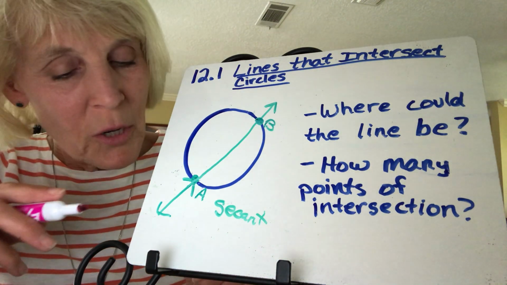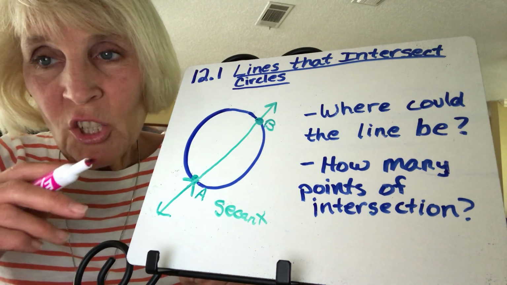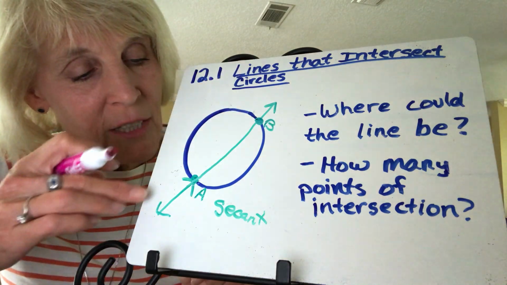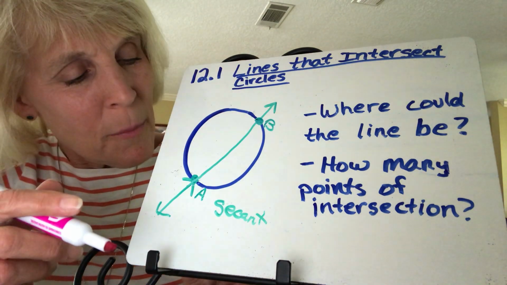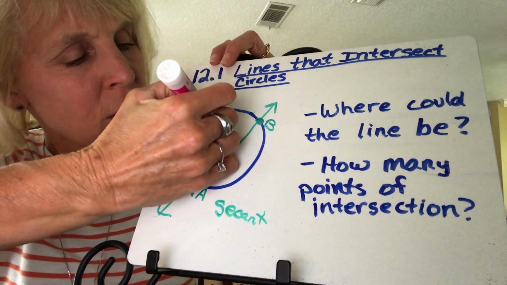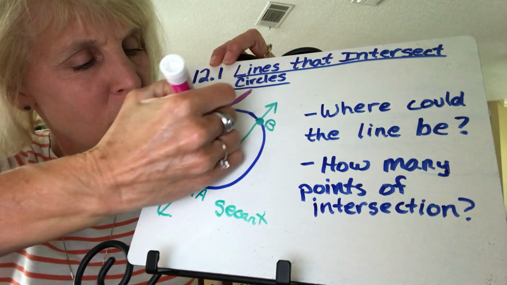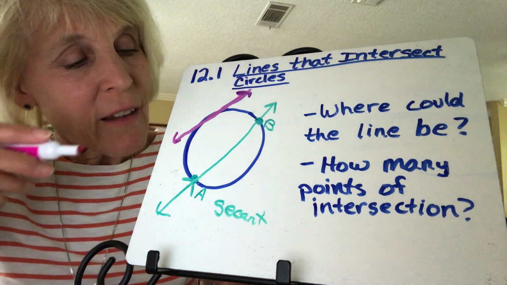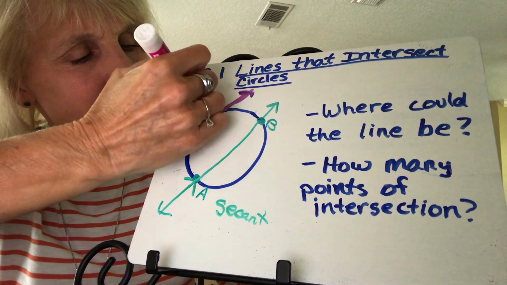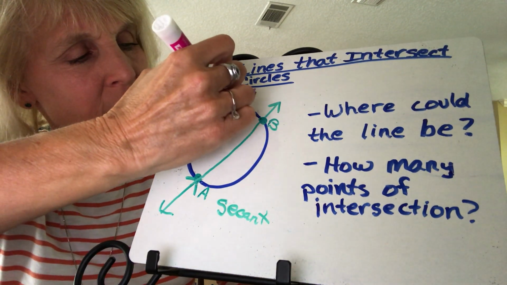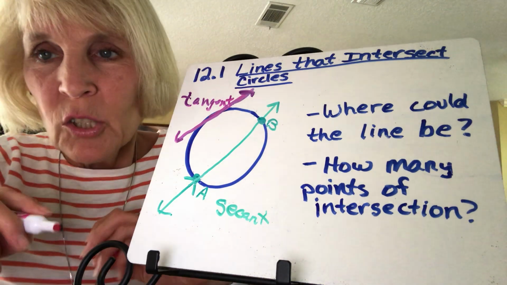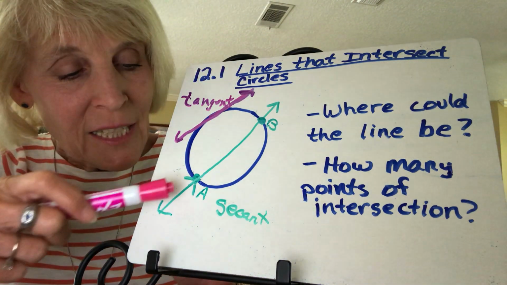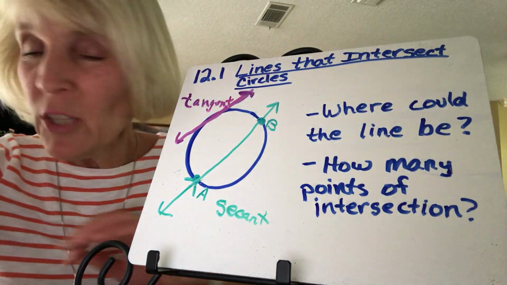So let's go back to that first question. Could I have a line that just touches at 1 point? We know no points, that didn't work. 2 points, that works, and there's a whole bunch of them. But what about just 1 point? Well, I could if it just brushes right next to the circle. So I could end up with a line like that. That is called a tangent line, or we just call it tangent for short. So my tangent line is a line that intersects a circle at 1 point. My secant is a line that intersects the circle at 2 points.